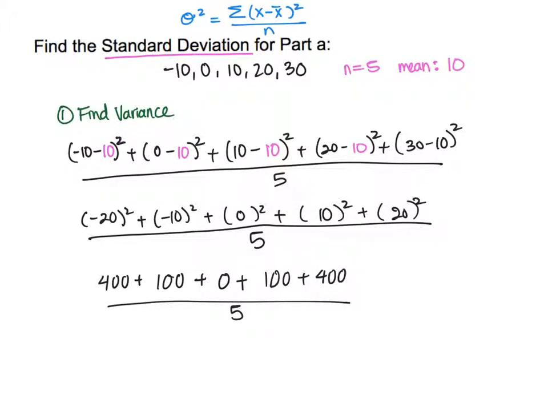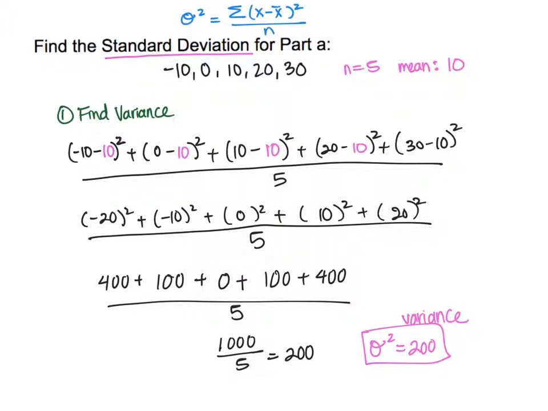Now, if you add up all the terms here, in the numerator you're going to get 1,000 divided by 5, which is 200. So that means our variance here, or sigma squared, is equal to 200. So this here is my variance. Let me spell that correctly.